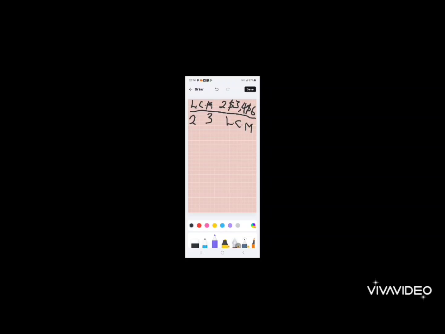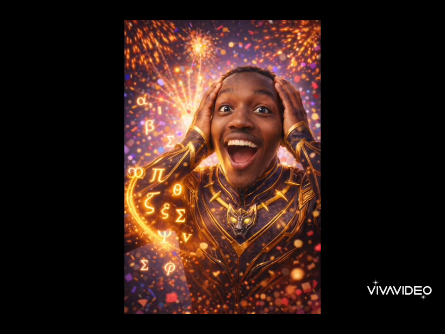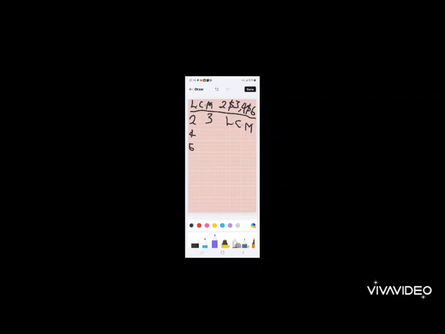So multiples of 2, we have numbers like 4, 6, 8, 10, 12, 14, 16. This is how it will continue on and on. Please don't mind my writing, because of my little board, this is how we usually do it.